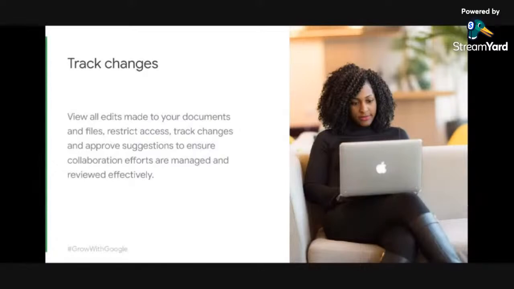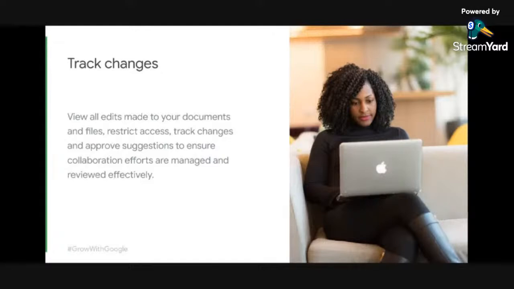If you're collaborating with several people on a single file, it can be difficult to pinpoint who made certain changes and when. Keep track of changes in shared files by identifying changes and who made them. You can also revert to a previous version. Google Workspace enables you to view all edits you made to your documents and files, restrict access, track changes, and approve suggestions to ensure collaboration efforts are managed and reviewed effectively.